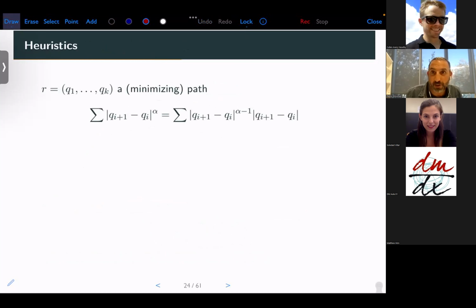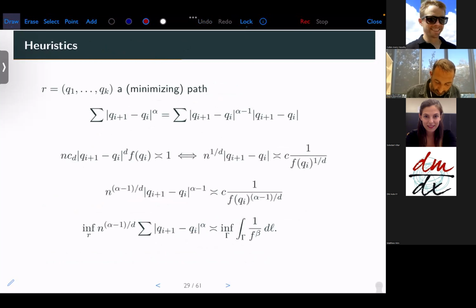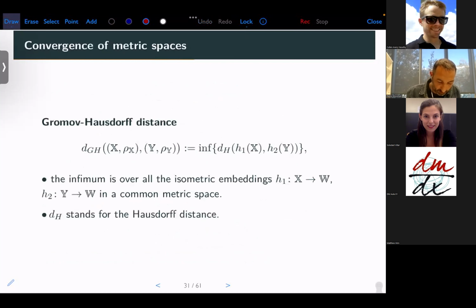So here we have some heuristics of why we have this convergence, but I think I'm going to skip this for now, and in any case, we come back later. So I will skip to the theorem. So we want a theorem. What kind of theorem are we looking for? We are looking for a theorem that somehow proves that what we compute with the data converges to something that depends on the distribution of your data.